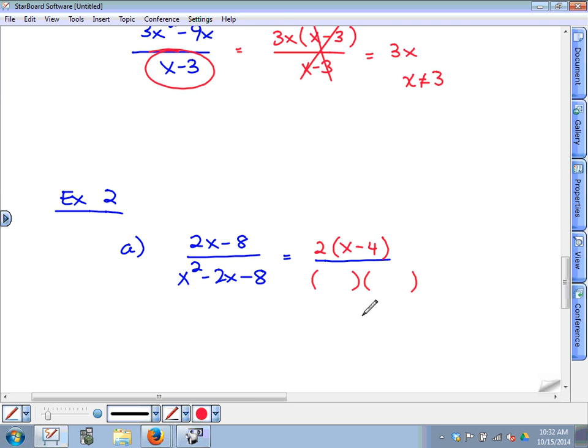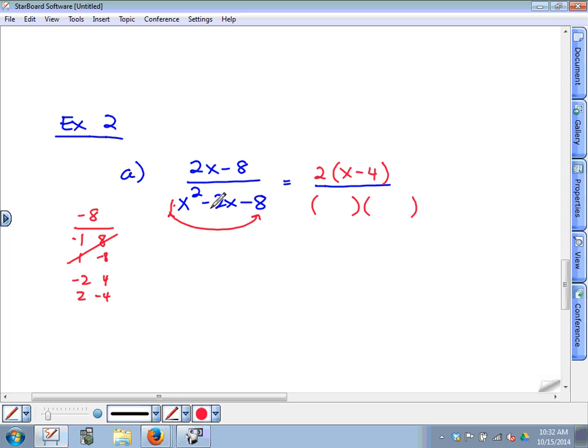So the way that you do this factor is you multiply the first number by the last number. 1 times negative 8 is negative 8. We need factors of negative 8 that add to negative 2. So here we go. Negative 1 and 8, or 1 and negative 8. Do those add to negative 2? No. What about negative 2 times 4 or 2 times negative 4? Any of those work?